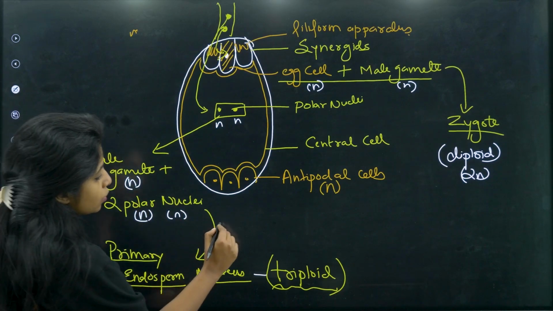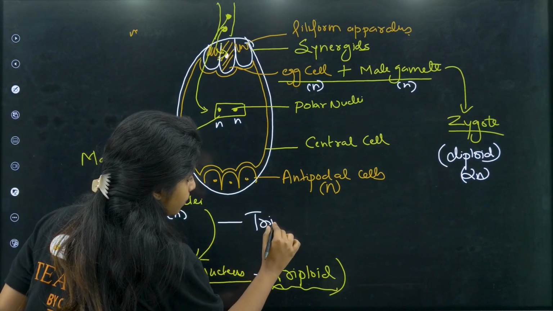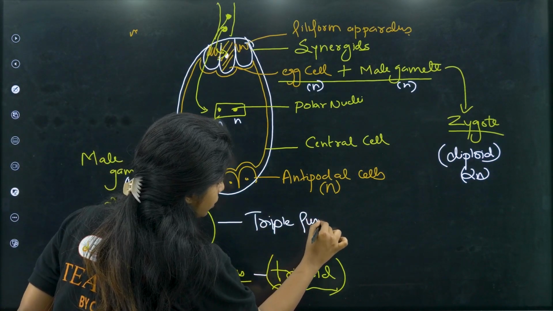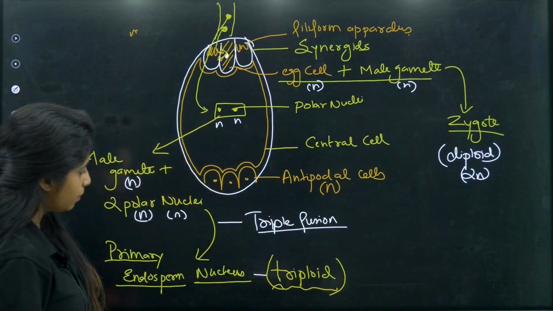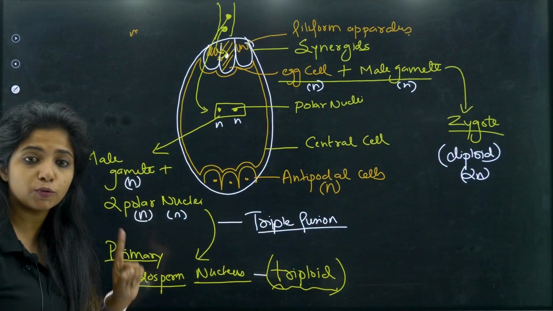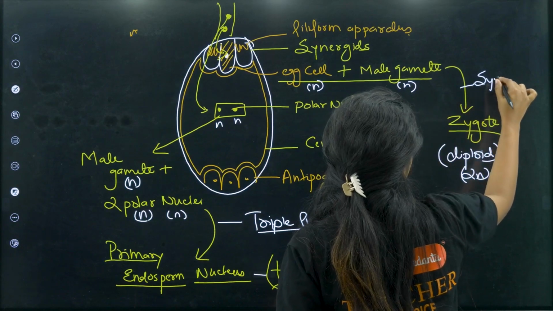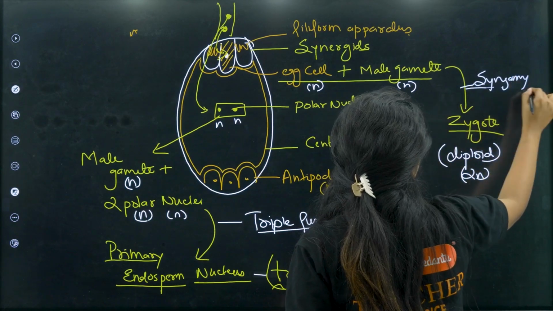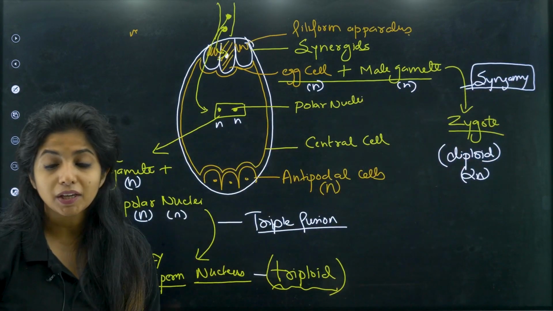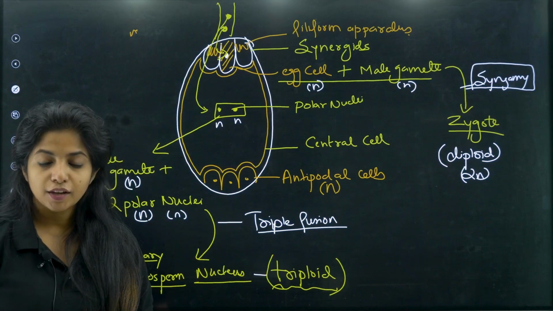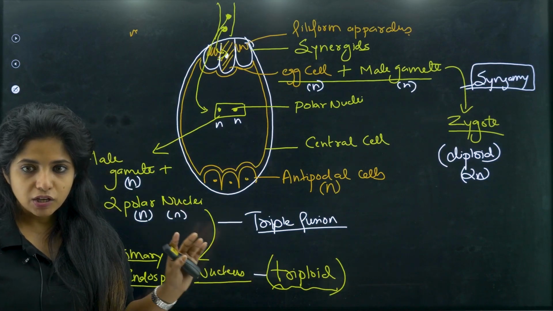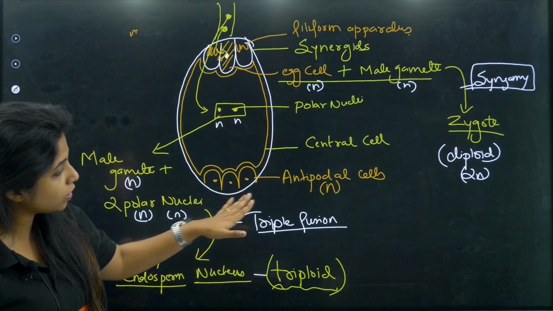Now, this thing that you see is also known as triple fusion. Why? Because three nuclei are coming together, which is why it is known as triple fusion. And this thing that you see over here is known as syngamy or actual fertilization. Got it? I hope you know the synergids and all of them, they are n.